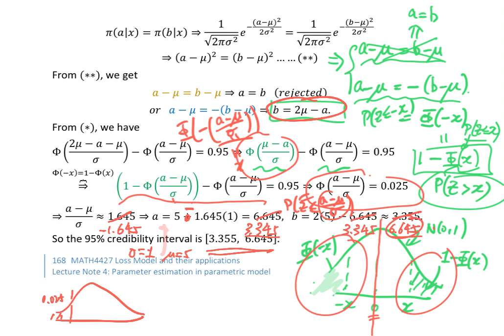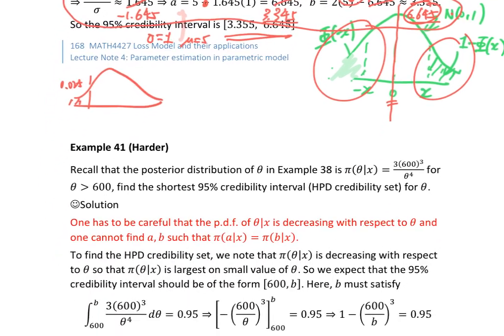Just to remind you, I guess there's a typo on the second last line here. It should be −1.645, and A should be equal to 3.345 and B equal to 6.645. Now this is just one example of finding this credibility interval. Now let us try to look at one more example.